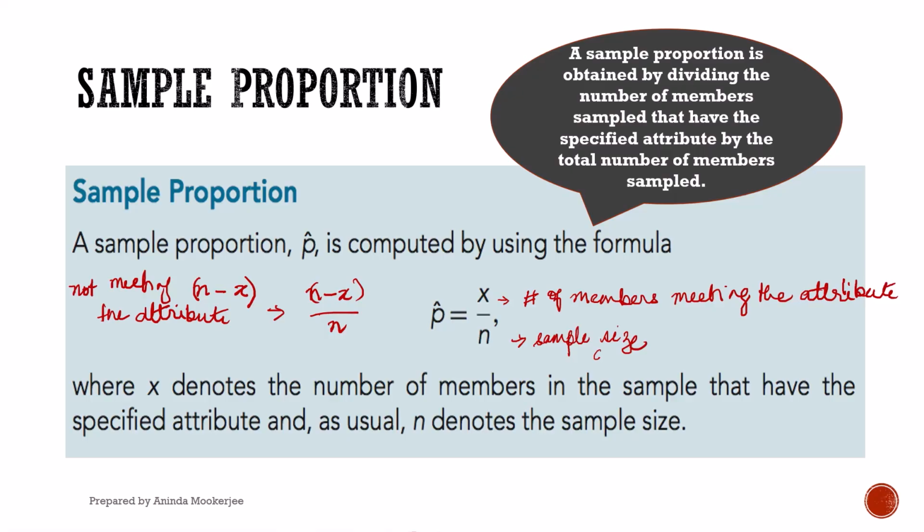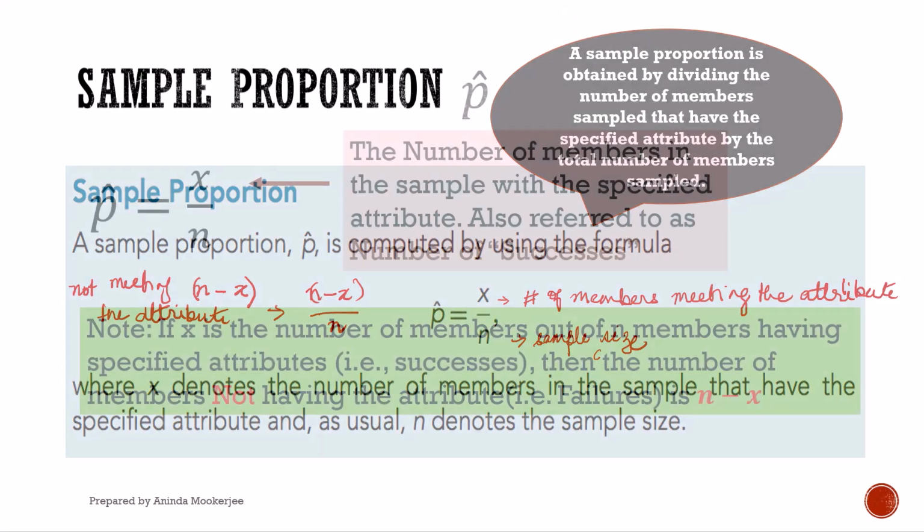So going back to the notes here, it says x denotes the number of members in the sample that have the specified attribute, and as usual, n denotes the sample size, right? So keep in mind, this is the formula to find the sample proportion. You need to calculate that first before you can go into further study of population proportions.